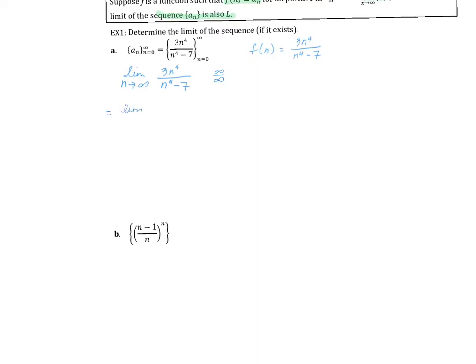So algebraically, if I divide all the terms by n to the fourth, I get 3 over 1 minus 7 over n to the fourth. And now you can see as n goes to infinity, this fraction in the denominator is going to go to 0. And this limit is simply equal to 3. So the limit of the sequence is 3.